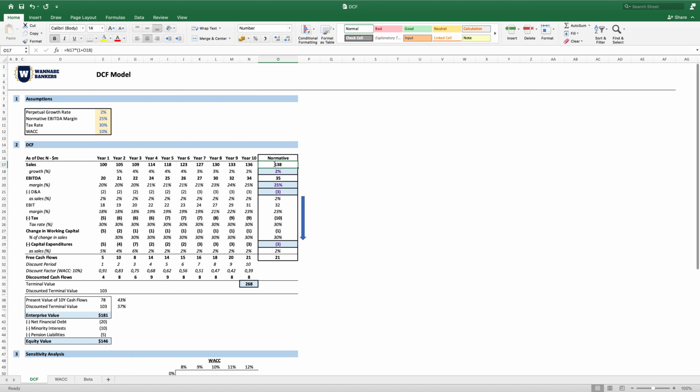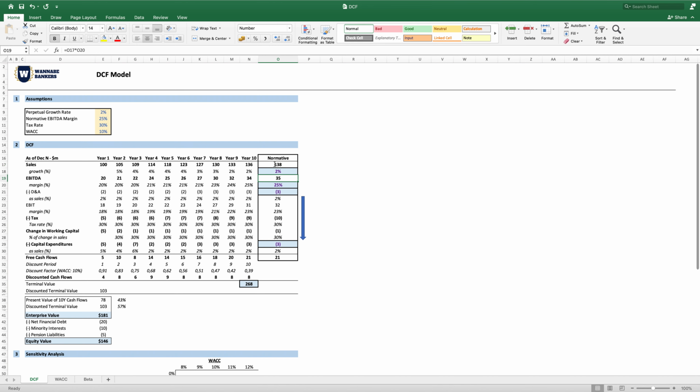Just keep in mind that you usually use the GDP growth rate as a cap, since a company cannot grow at perpetuity at a rate which is higher than the growth rate of the economy. Otherwise, it would end up being bigger than the economy in which it operates. So this is for the normative sales.